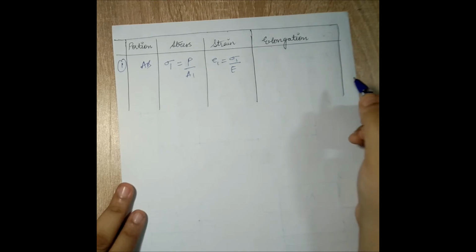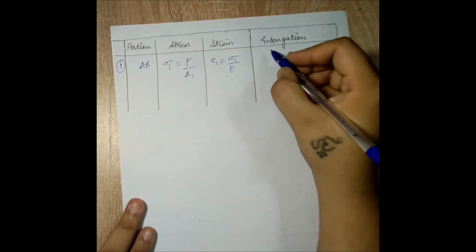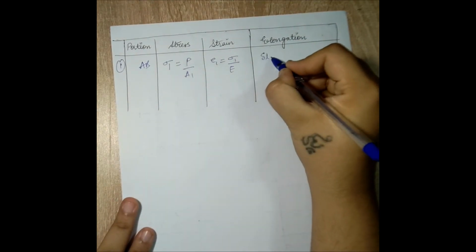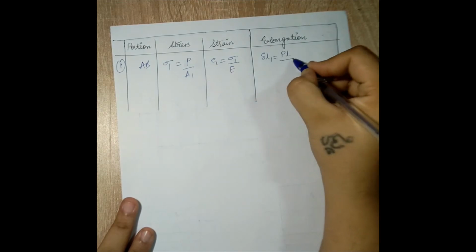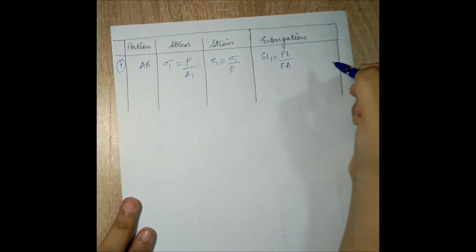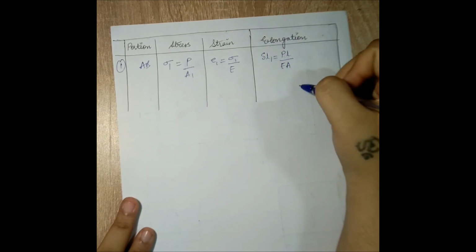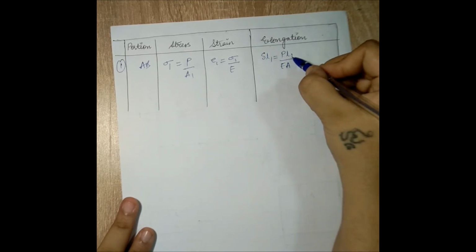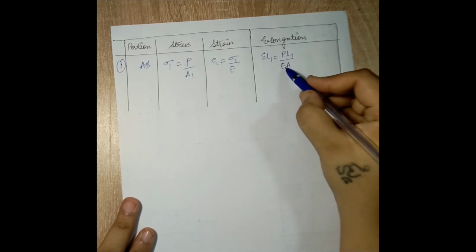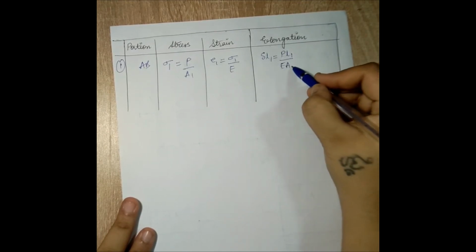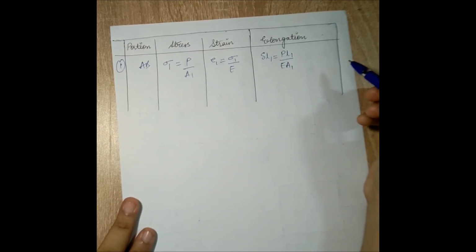Now, elongation is something which we need to calculate. Elongation has a formula, delta L1. The formula is PL upon EA. This is a simple formula which we have derived. P is common, so it will remain P for all the portions. L is L1 for the first section. E also I am considering the same, and the area is A1.